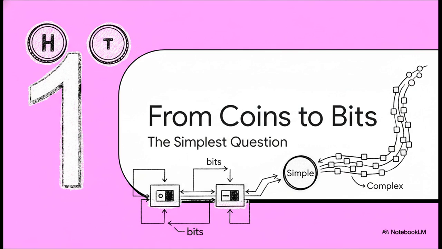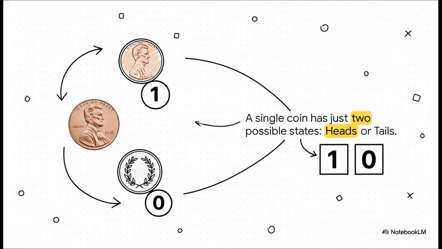The answer to our question is found by looking for the absolute simplest way to store information. And as we're about to see, you really can't get any simpler than our coin. Think about it. A single coin can only tell you one of two things. Is it heads or is it tails? That's all the information it has to give. Now, that limitation is actually its greatest strength. It makes it the simplest possible information carrier you can imagine.